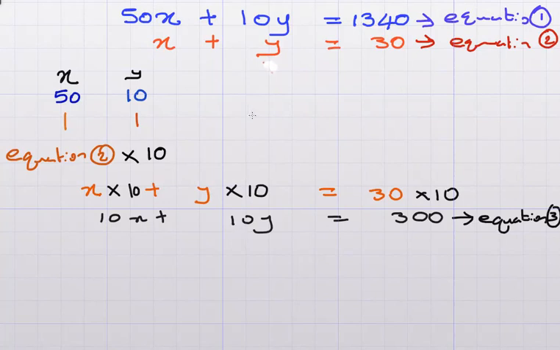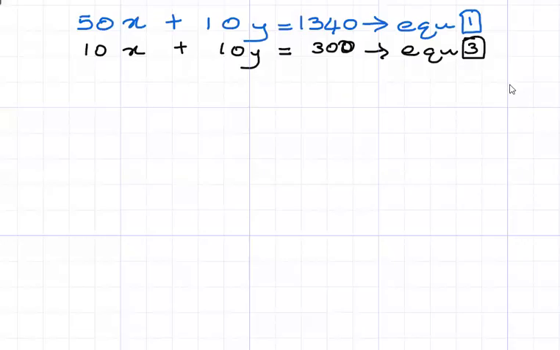But do we need equation 2 anymore? No, it's not required. What we need is equation 1 and the new version, or the new form, of equation 2. That's equation 3. So what we need is equation 1 and 3. So let's write them one under the other. All right, so now we have written equation number 1 and 3, one under the other.